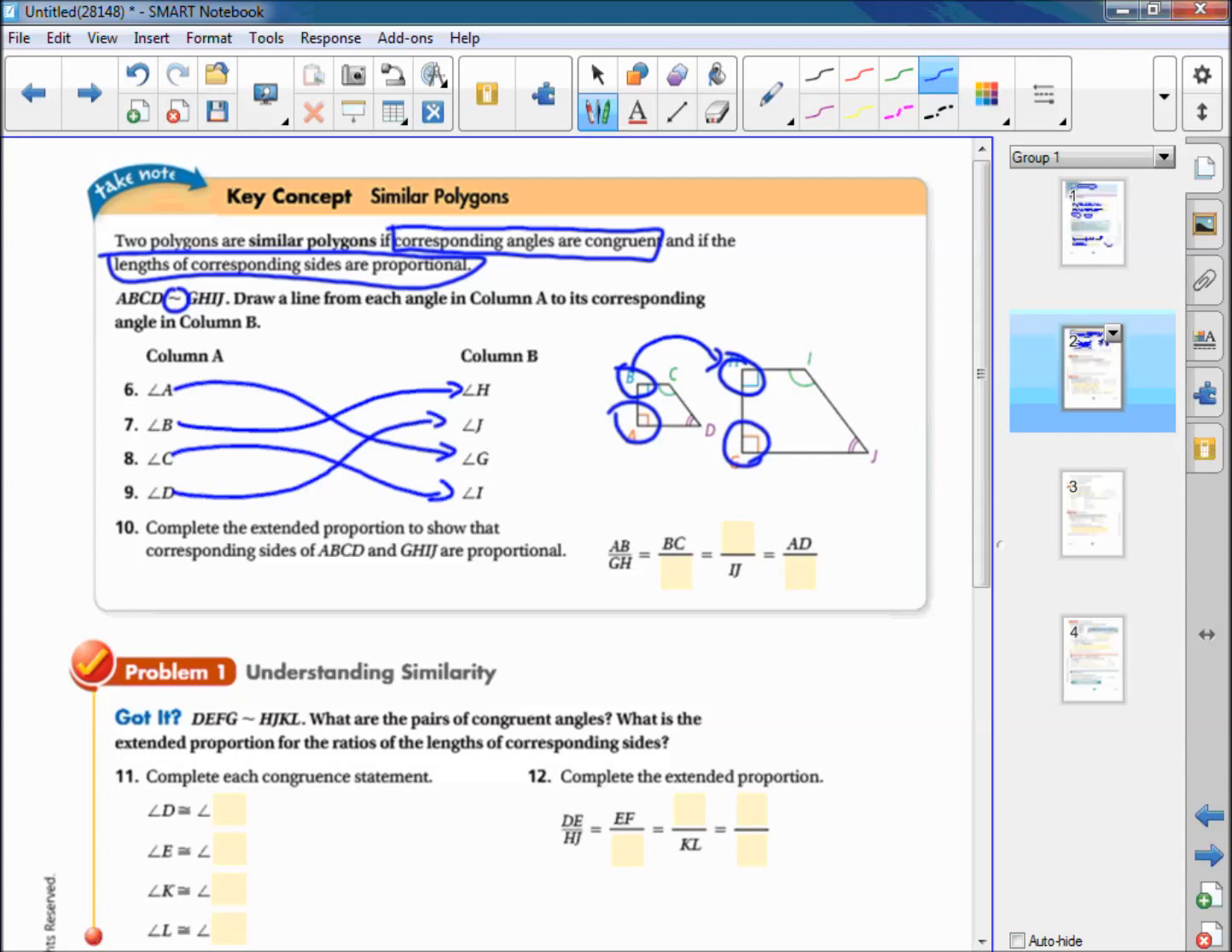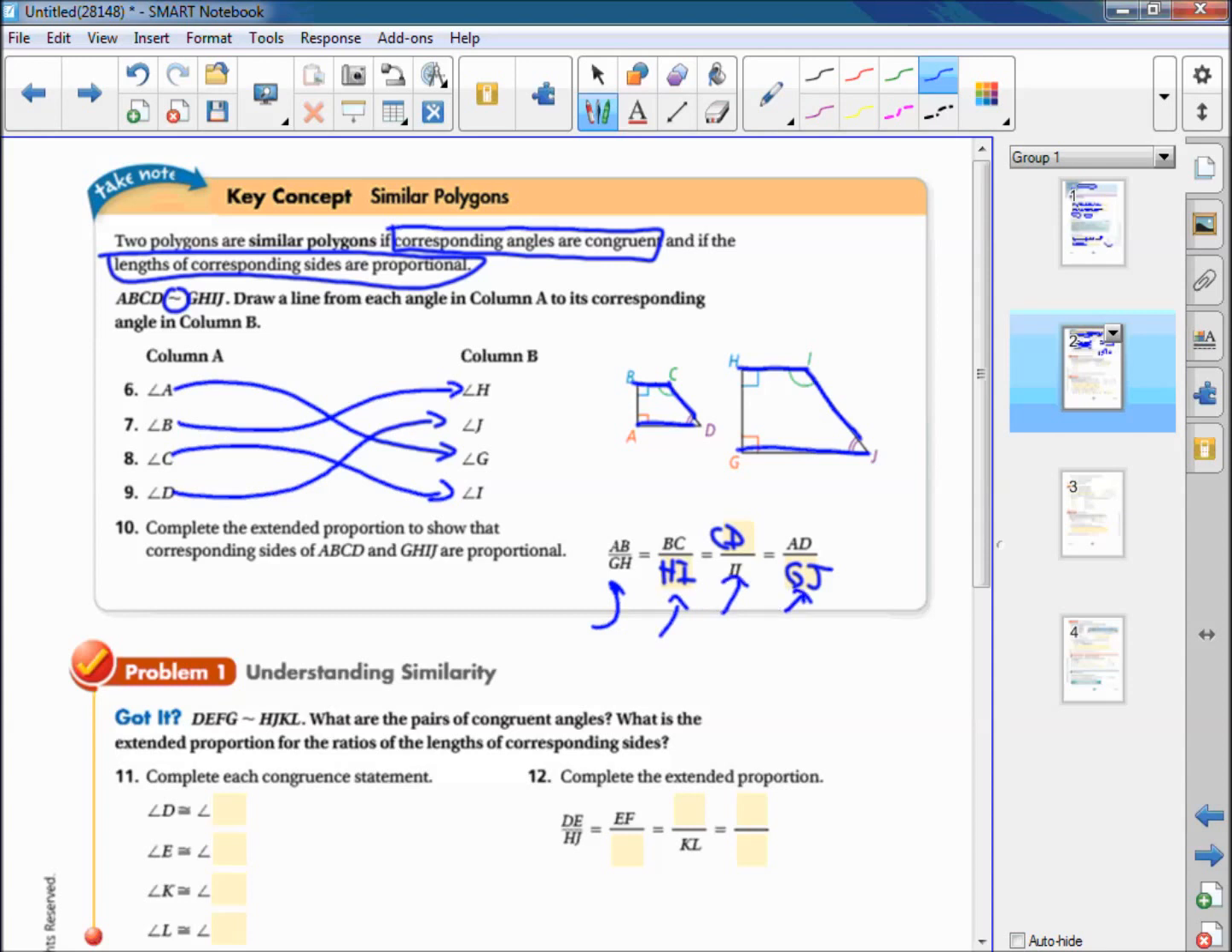All right, so complete the extended proportion to show that the corresponding sides of ABCD and GHIJ are proportional. So AB should correspond with GH, sorry. And then BC should correspond with HI. And IJ is over here, so that's going to correspond with CD. And AD is down here, and that's going to correspond with GJ. Okay. So if we were to find the lengths of all those sides and divide each one of them separately into these little pieces of a proportion, all of the ratios would be the same.